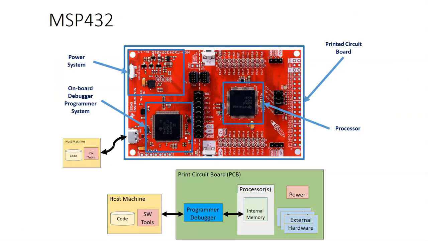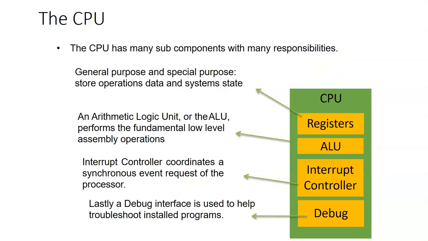So the launchpad for the MSP432, as you can see here, a big part of it is the actual processor, the MSP432, along with supporting logic. So we have the power system on the top left here, an onboard debugger, programmer, and a handful of jumpers and other pin connections. So as a quick review, the processor, if you remember from 233, has a CPU.